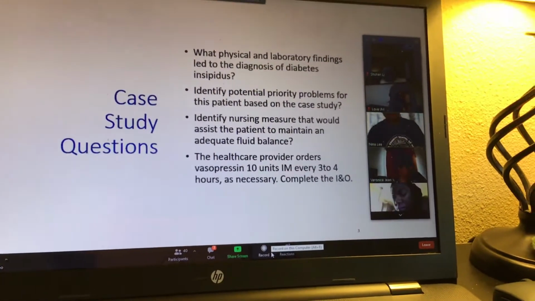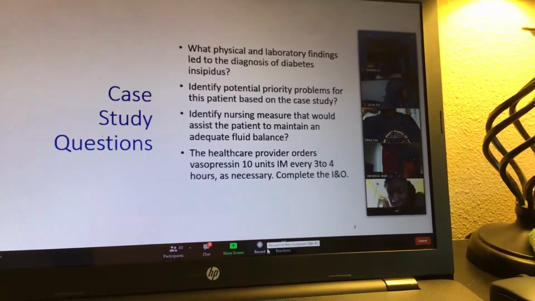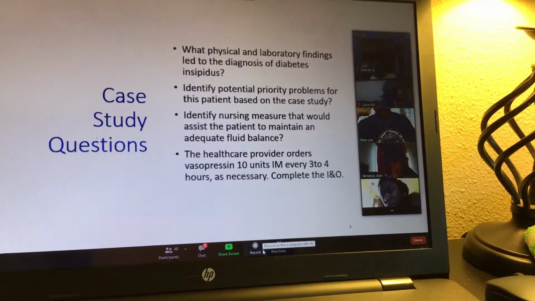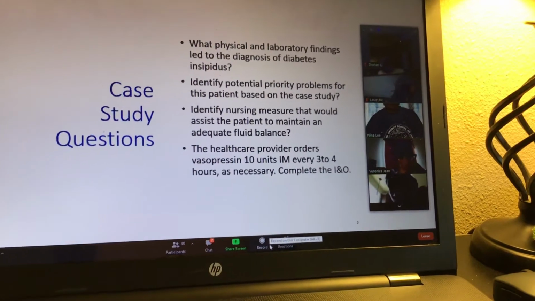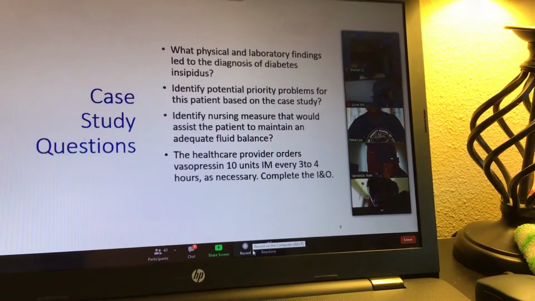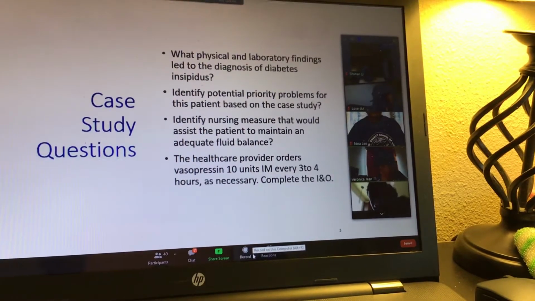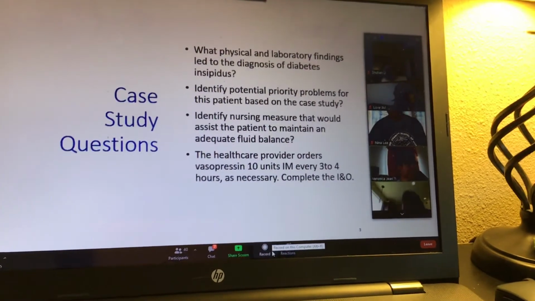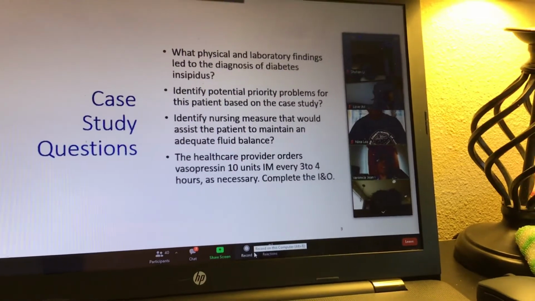Well, he hit his head, so the pituitary gland is in the brain, so it could have been damaged. Very good. Yes. And he's urinating a lot. Very good. He's very thirsty. Okay.